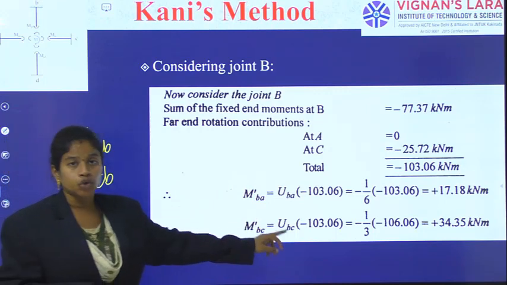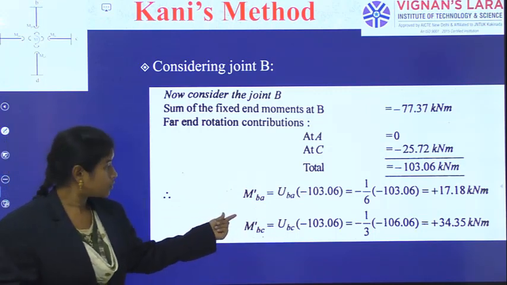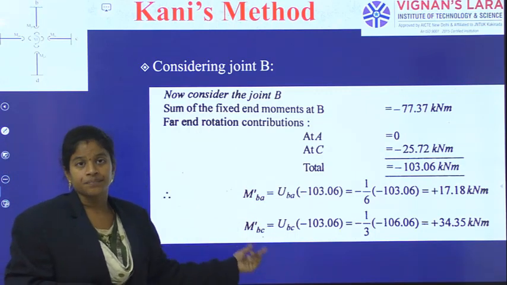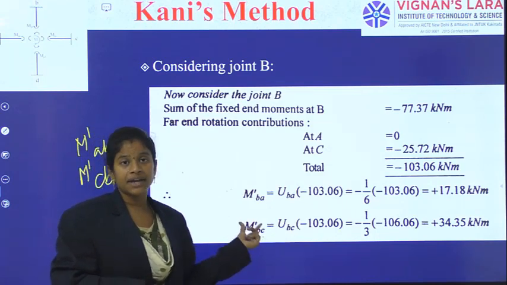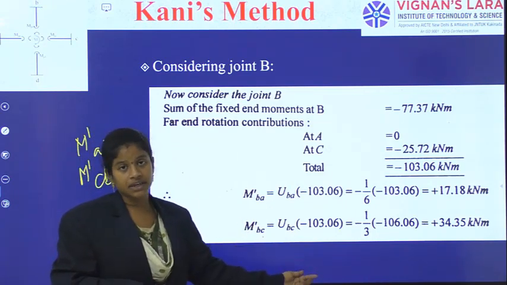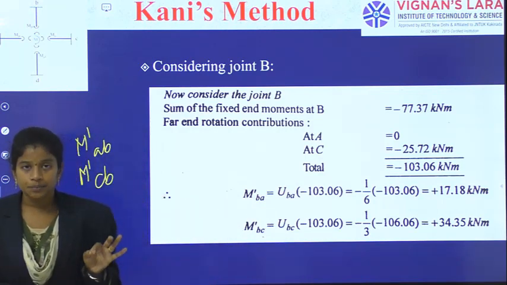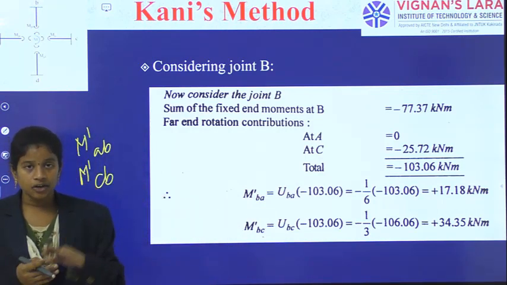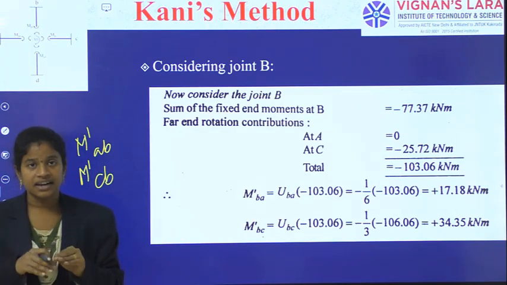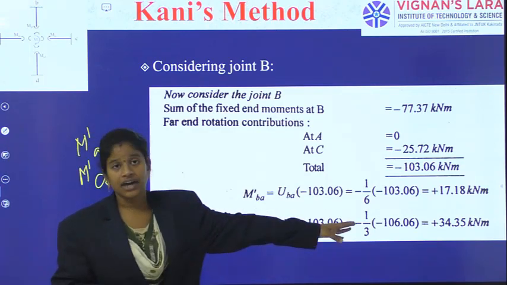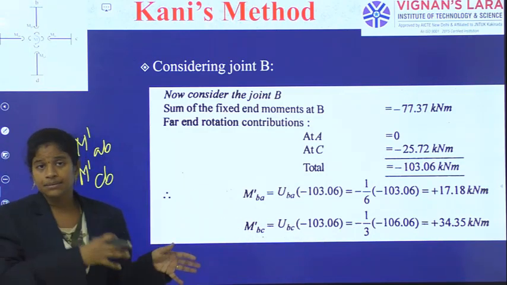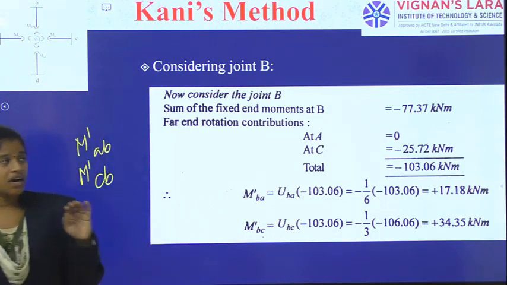Multiplying it with UBA will give M dash BA, and UBC will give M dash BC. So the rotation contributions at the nearer end are these two values, and we have got these answers. Similarly, once I am getting this, again I will go to joint C.